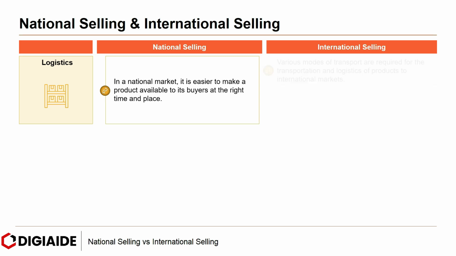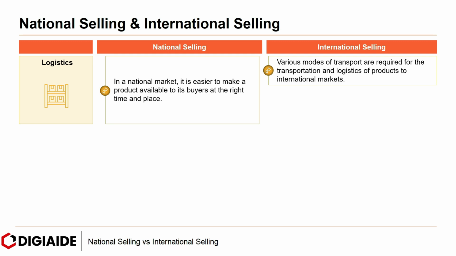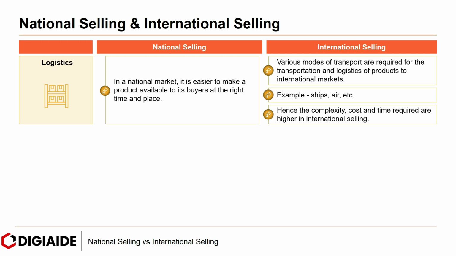Next, logistics. In a national market, it is easier to make a product available to its buyers at the right time and the right place. Whereas, various modes of transport are required for the logistics of a product to international markets. Example, ship transport, air transport, etc. Hence, the complexity, cost and time required are higher in international selling.